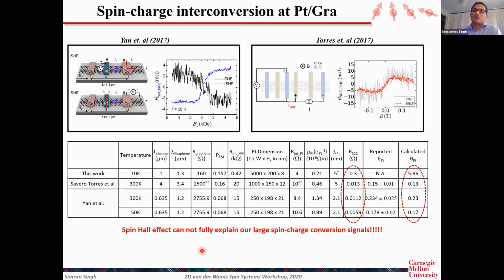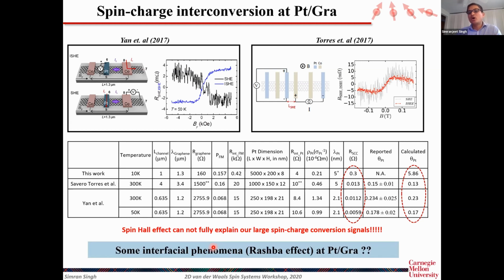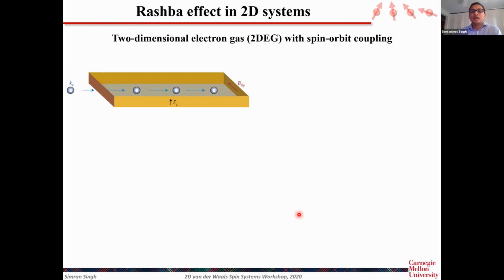tells us that maybe the spin Hall effect alone cannot explain our large spin charge interconversion signals, and perhaps something more is going on in these systems, and perhaps something called the Rashba effect at these platinum graphene interfaces, right?